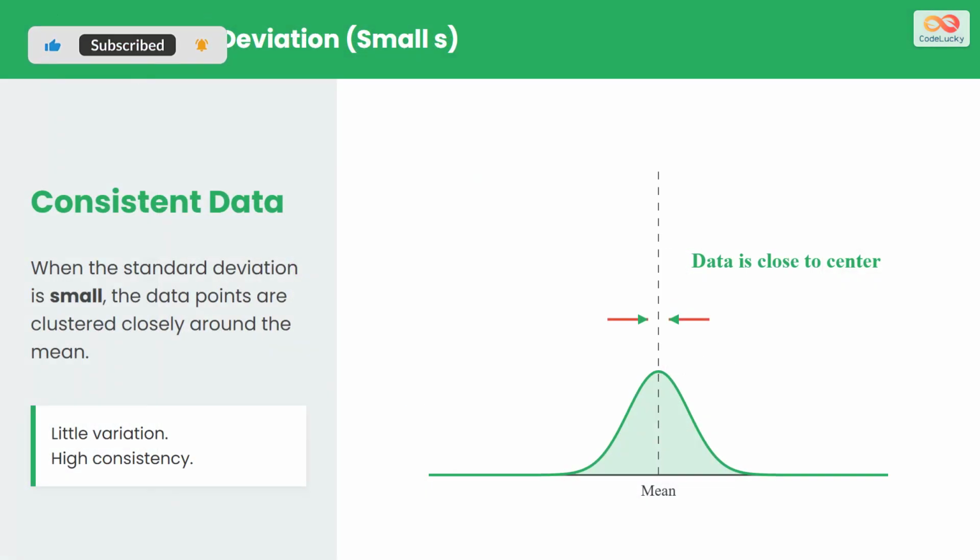Let's visualize what the number tells us. When you calculate a small standard deviation, it means your data is consistent. Notice how the green curve is tall and narrow. That is because most of the values are huddled close to the mean line in the center. There is very little variation here.